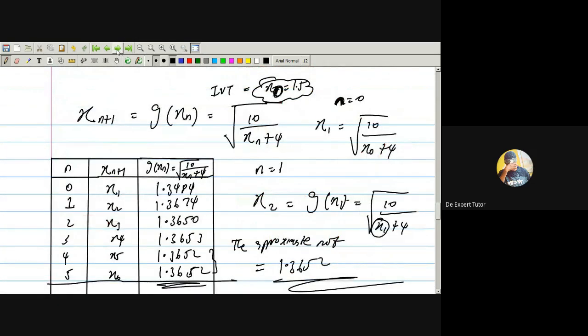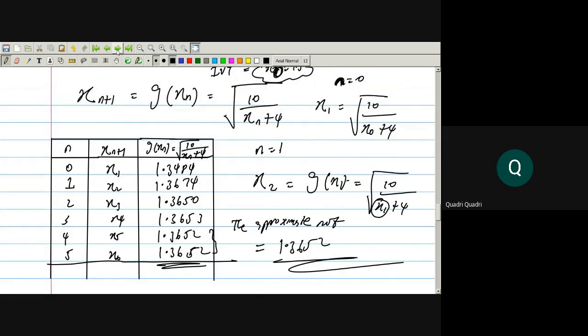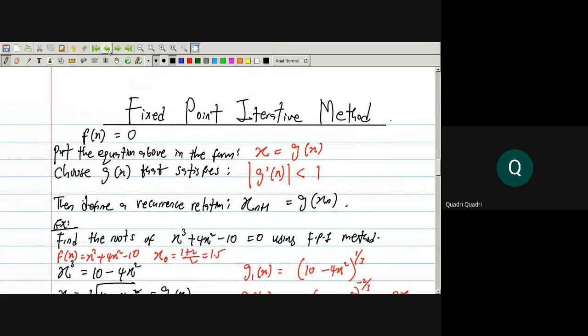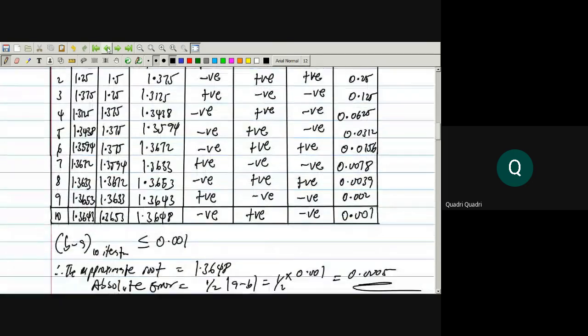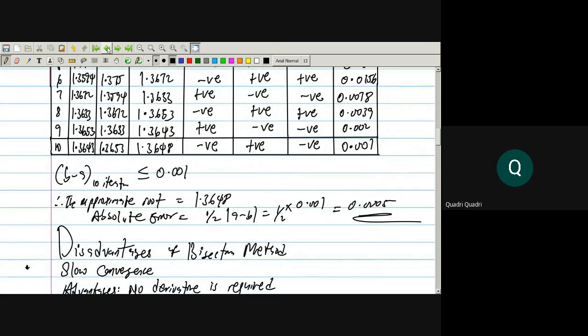If I add that error, it's going to be 1.3653. So it's very, very close. Let me check: 1.3648 plus 0.0005 gives me 1.3653. Exactly.